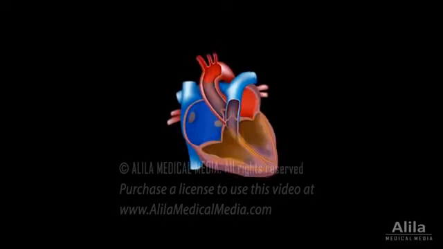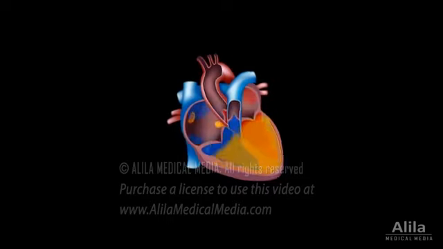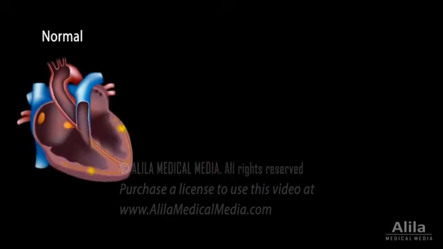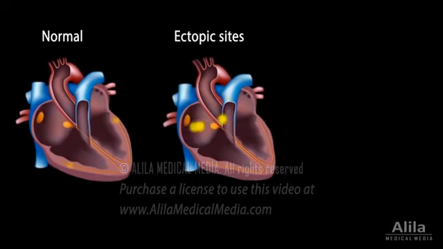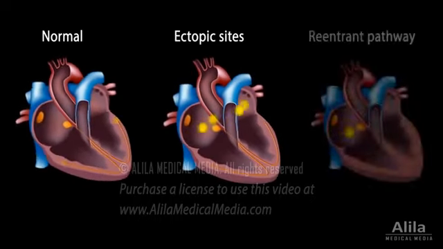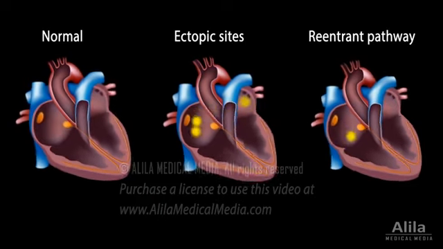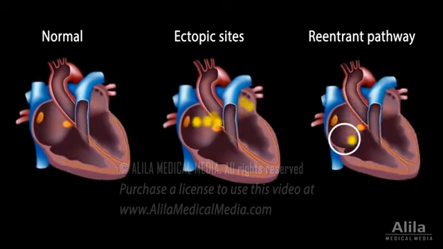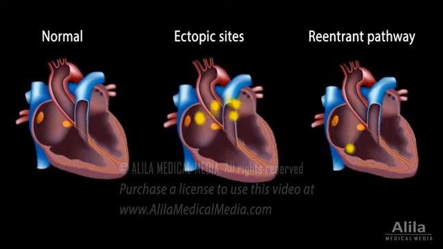Arrhythmias occur when abnormal electrical circuits override the normal conduction. Common abnormal rhythms are either initiated from ectopic sites outside the SA node or caused by an electrical impulse that travels around in a localized self-perpetuating loop called a reentrant pathway.